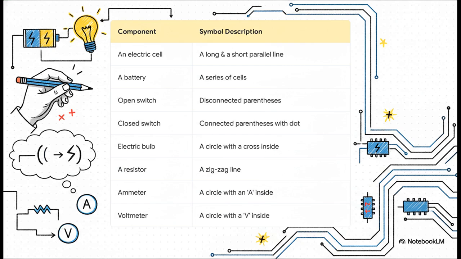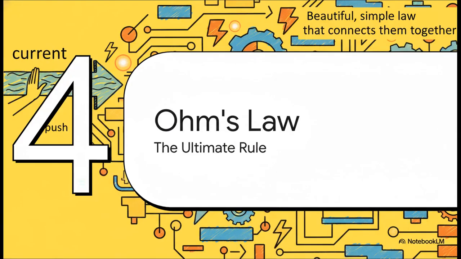For instance, a single cell is just a long and a short parallel line, while a battery is a few of those strung together. The bulb is just a circle with a cross, and that zigzag line is a resistor. You're going to need to know these by heart for your exams, so take a good look. They are absolutely essential.